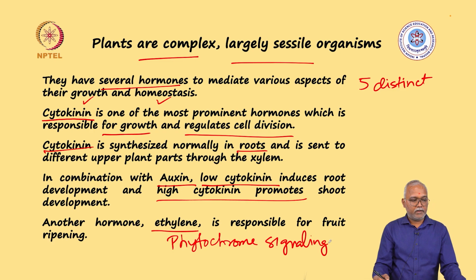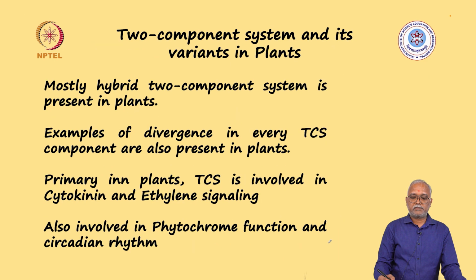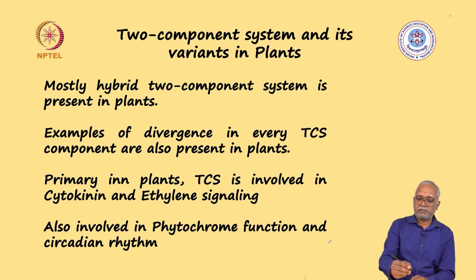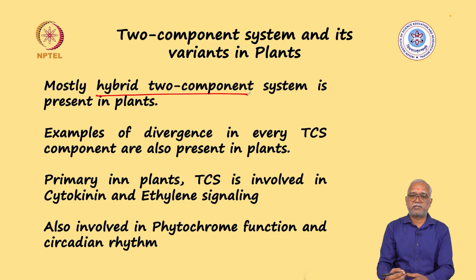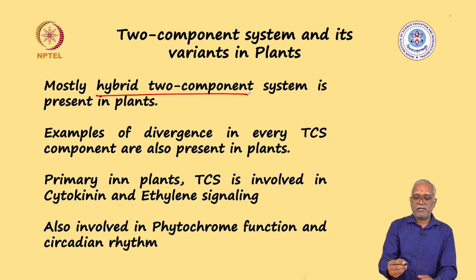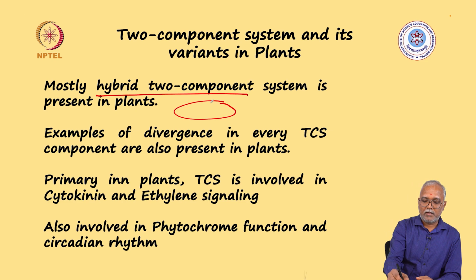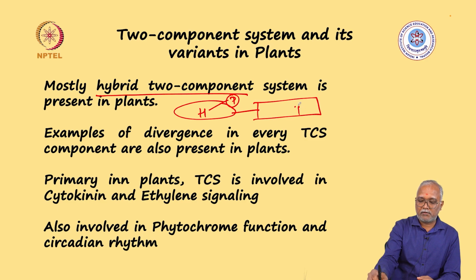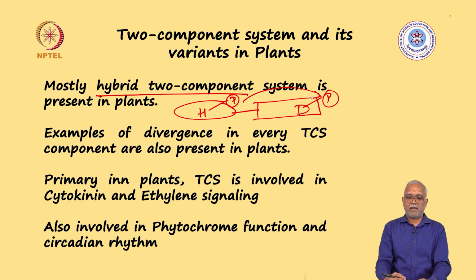Normally, the two-component systems present in plants pose a unique opportunity for researchers to understand and discuss them, because mostly we have hybrid two-component systems in plants. If you recollect, a hybrid two-component system suggests that your receptor has the histidine, where initial phosphorylation utilizing ATP happens, and the same receptor also has a conserved aspartate where the phosphotransfer from the histidine can happen.